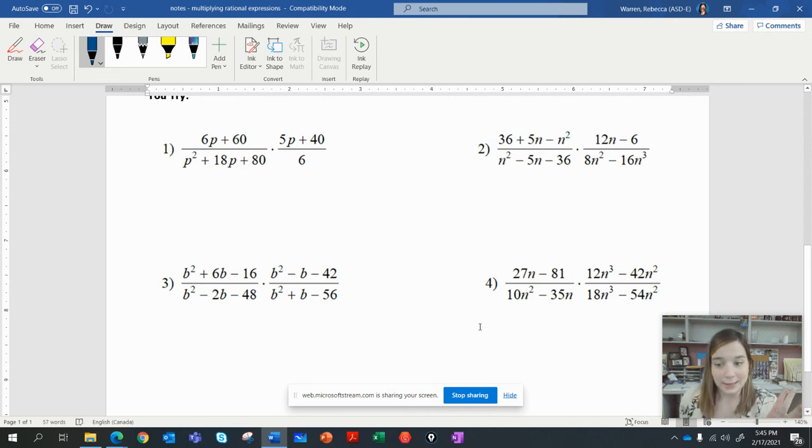And that's it. That is multiplying rational expressions. It's really basically simplifying. It's not really any different.